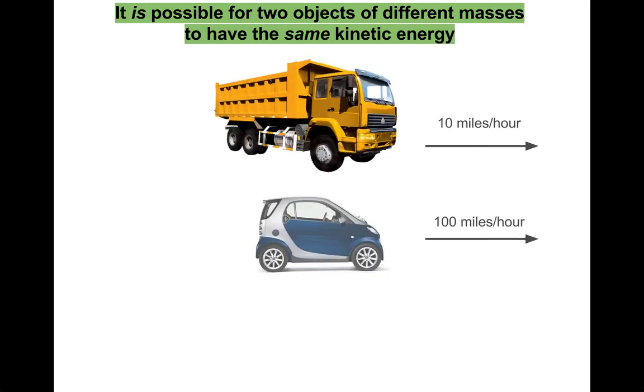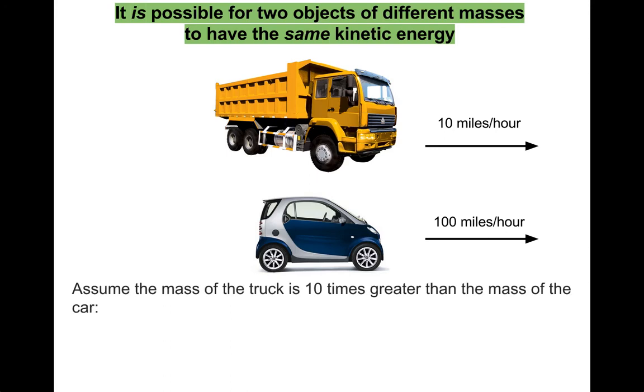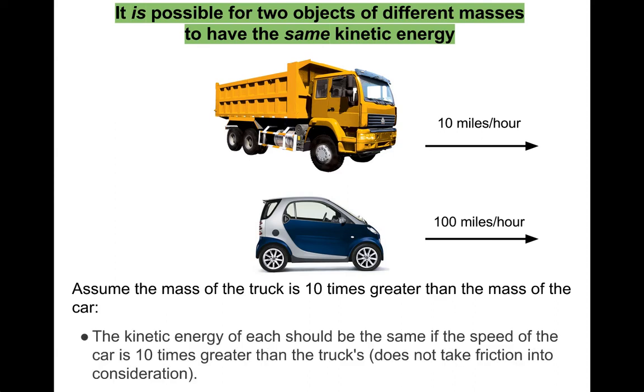So we have our dump truck and we have our smart car. If we're assuming that the mass of the truck is 10 times greater than the mass of the car, the kinetic energy of each should be the same if the speed of the car is 10 times greater than the speed of the truck. And we're not taking into account friction. So we're just putting friction to the side and we're looking at the two cars mathematically.